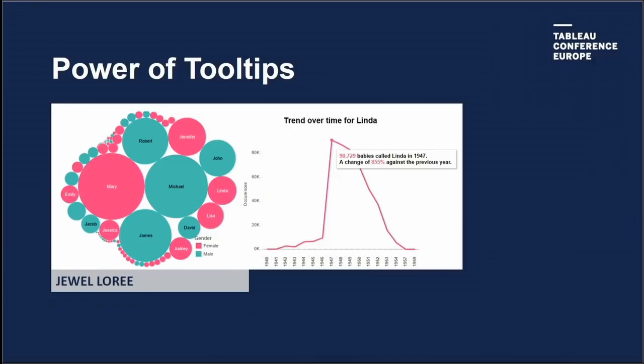So this example comes from Jewel Laurie in the community as well, and it was looking at baby names over time. And if we look at this view, it's looking at the name Linda, that's my mum's name, and we can see that before she was born, 90,000 babies. There was a huge spike because of something Linda related that showed a dramatic spike of 855% year over year.